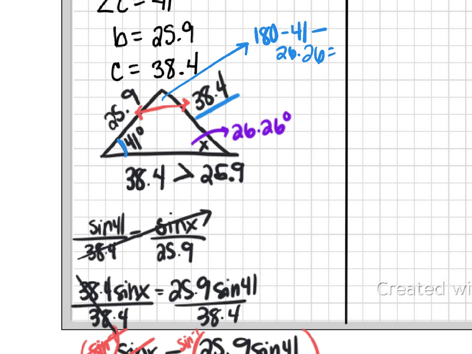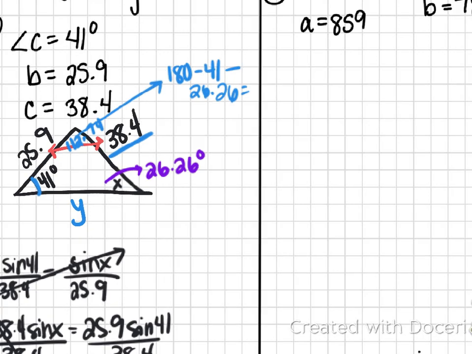Which is 112.74. I'm not going to do it here, but in order to find the last side, we would just use law of sines. Now we have all the angles, and essentially what we're looking for is just this last side down here. If we called that y, we could use law of sines to solve that, depending on what you're asked for.